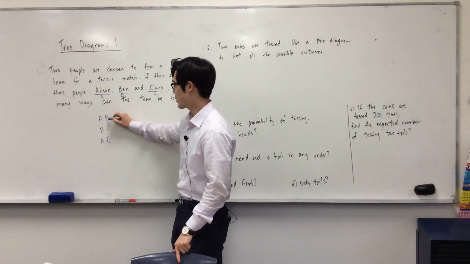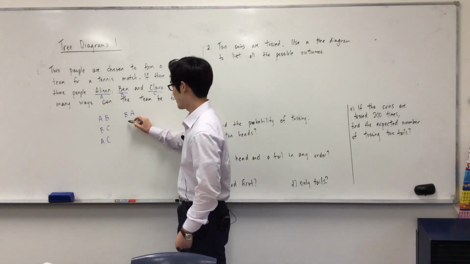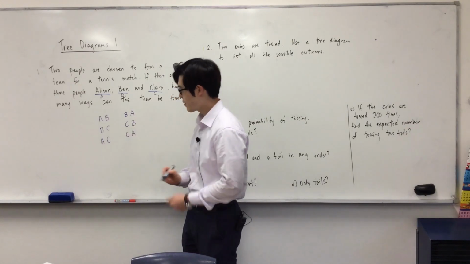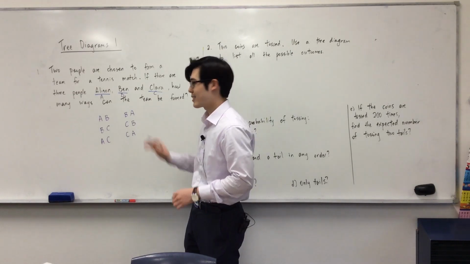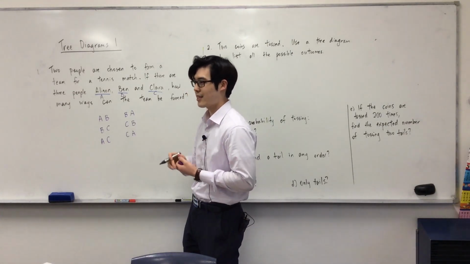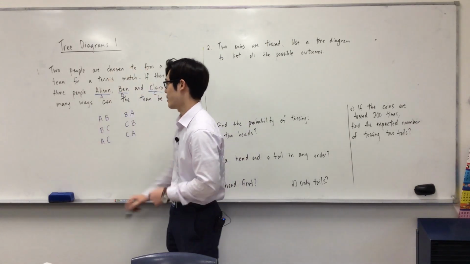How about this one? We can rewrite: B and A. What else is there? C and B, and C and A. That's right. Can you think of anything else? There are none. That's actually all the combinations you can get. See how it takes a long time to get all those possible outcomes? So the easiest way is using a tree diagram, and I'll teach you how.